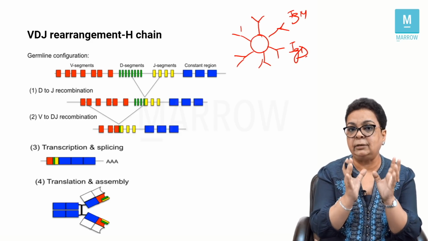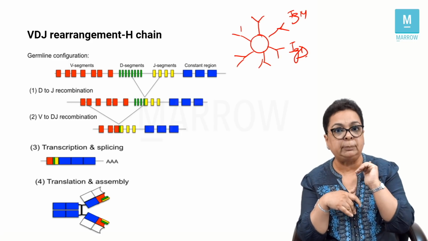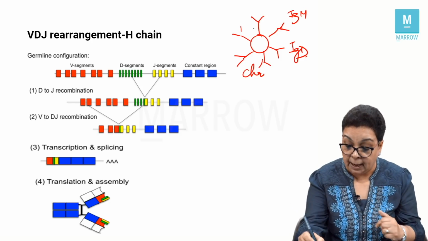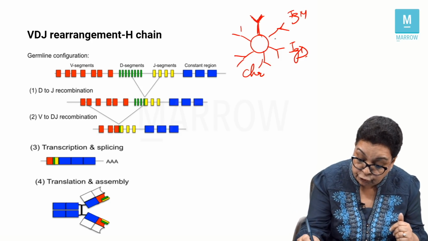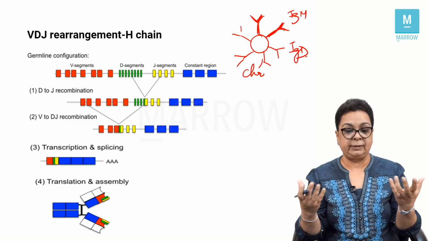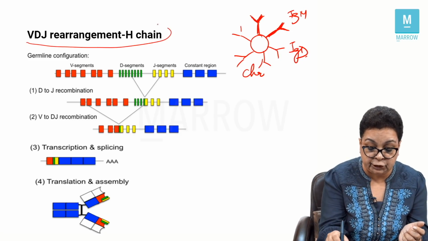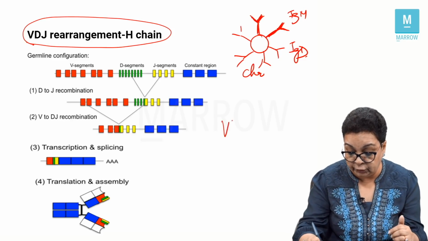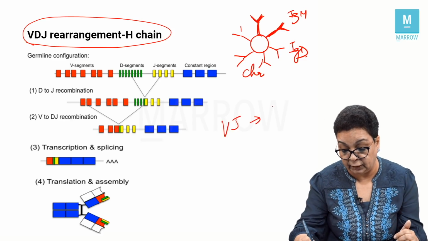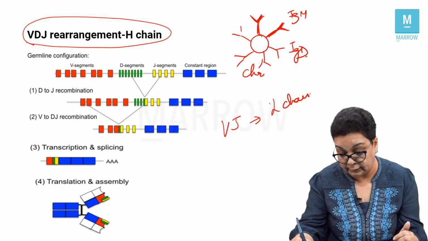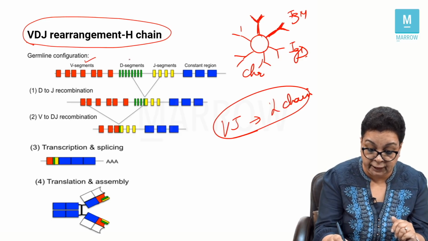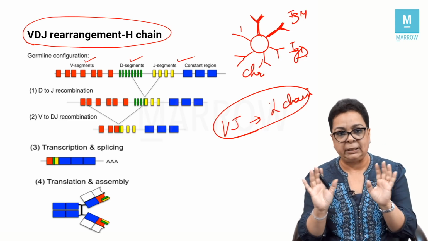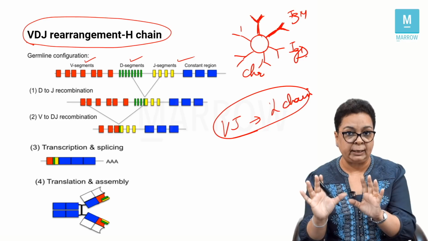So when a B cell is undergoing maturation in the bone marrow, for generating that antibody which is going to act as a B cell receptor, VDJ rearrangements will occur for the heavy chain synthesis, and VJ rearrangements will occur for the light chain synthesis. So this is our VDJ rearrangement. Look at it. It looks pretty complex, but it is not. It's pretty simple if you try and understand it.